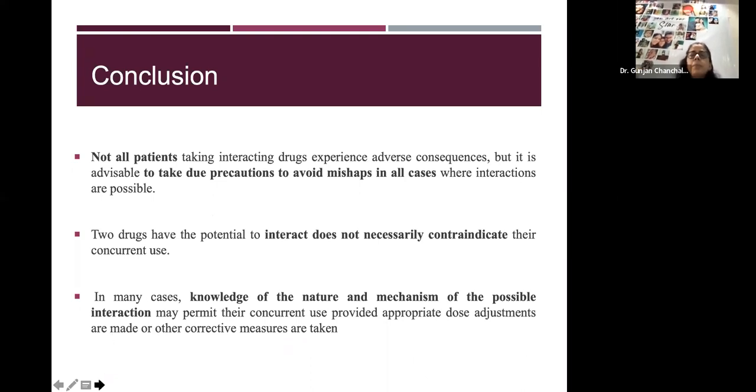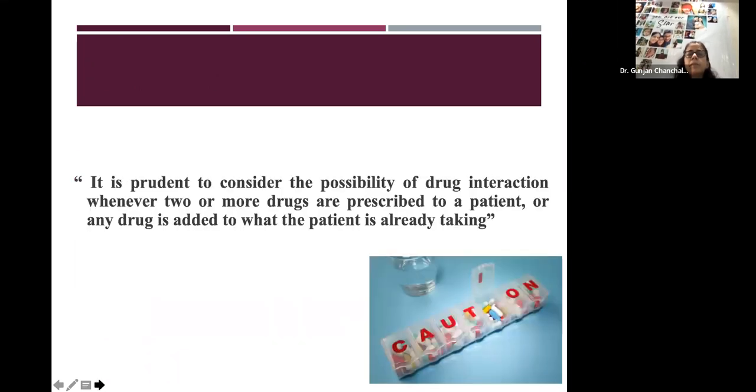We need to have the knowledge. We need to be aware of what the interaction is and accordingly take corrective steps to prevent these interactions from happening. So it is prudent to consider the possibility of drug interaction when two or more drugs are prescribed to a single patient, or when a second drug is added to what the patient is already taking.